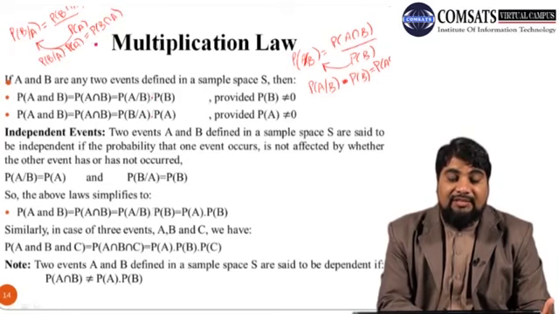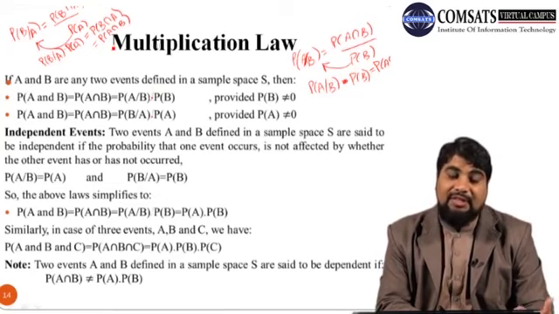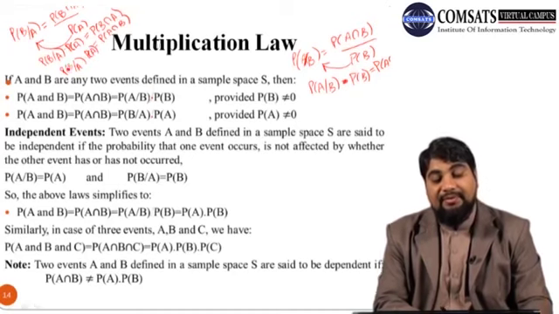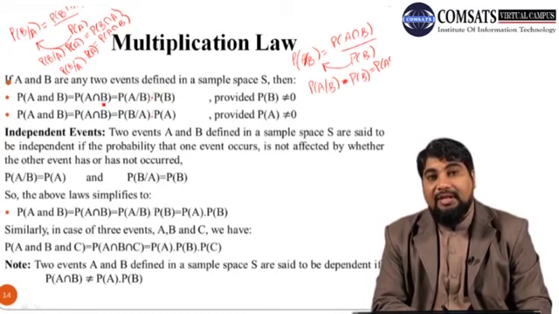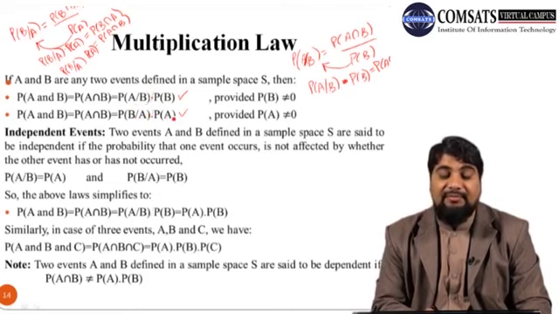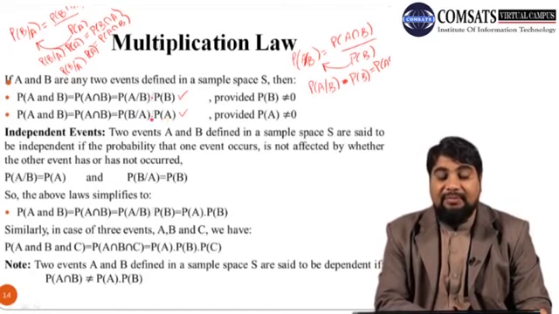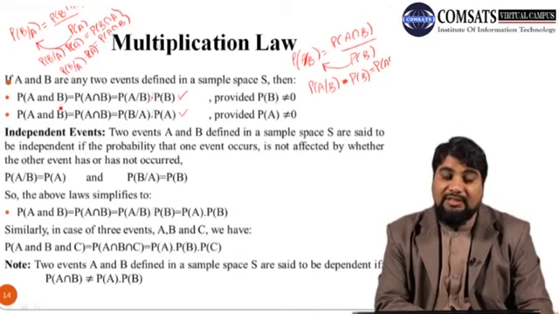So B intersection A, in the next step you can write as A intersection B as well, because of the commutative law: P of A intersection B is the same as P of B intersection A. So A intersection B can be calculated either using this formula, P of A given B times P of B, or using this alternative formula, P of B given A times P of A. So this is the general rule for multiplication, for the probability that A and B both occur.